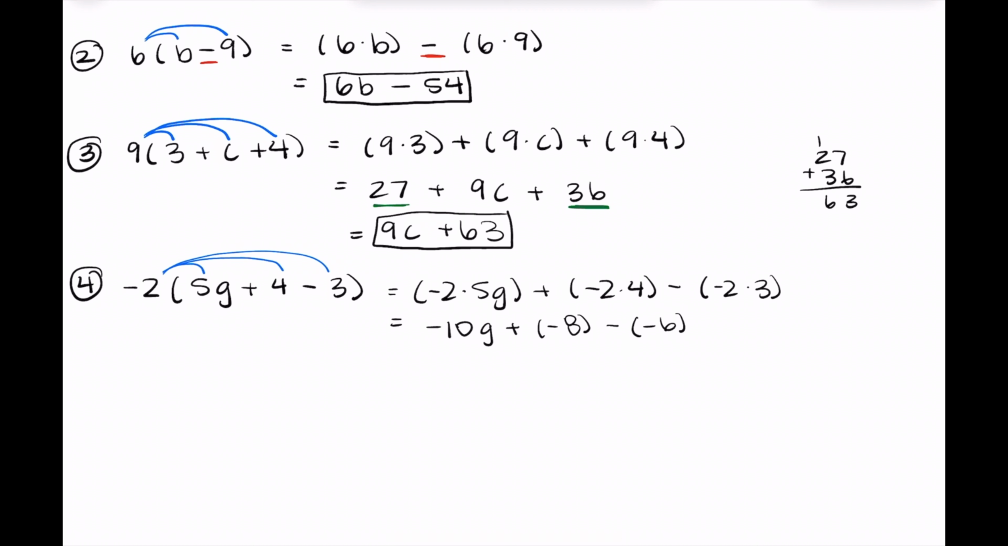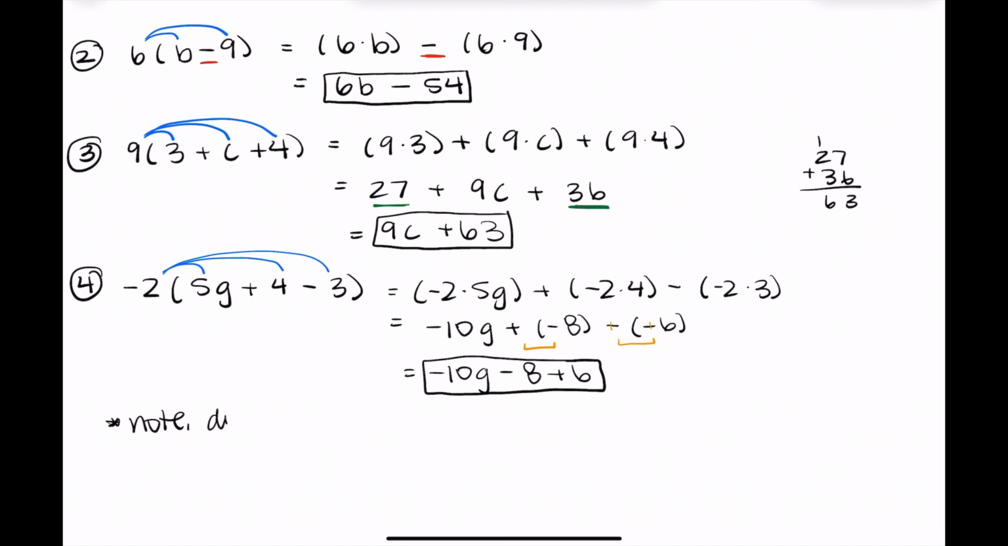So looking at this right now, we have two things going on. We know that adding by a negative is the same as subtracting, right? We also know that a double negative is the same as adding. So I'm going to rewrite this, and for our final answer, we will get negative 10g minus 8 plus 6 as our answer for number 4.